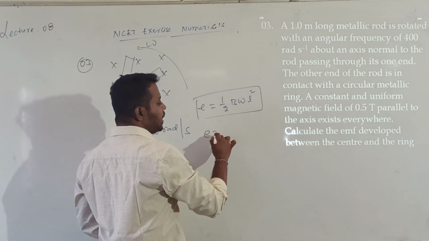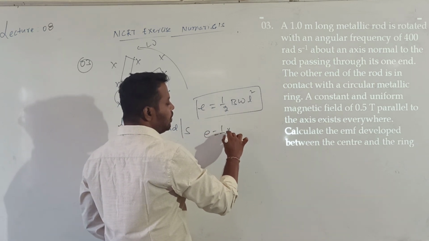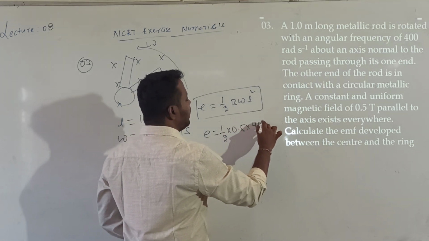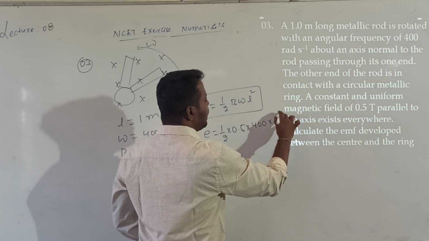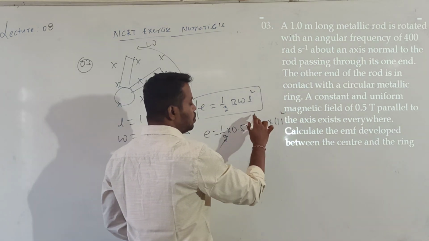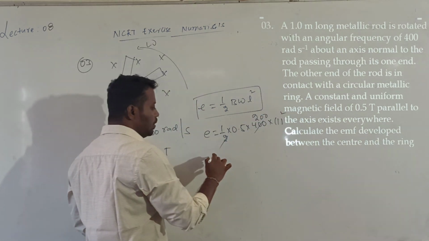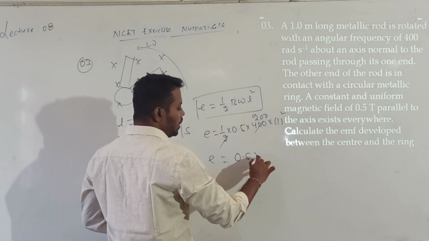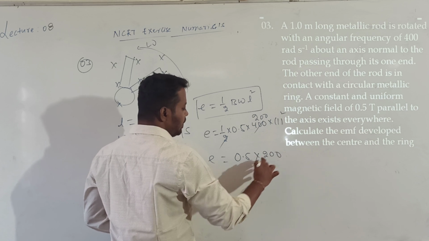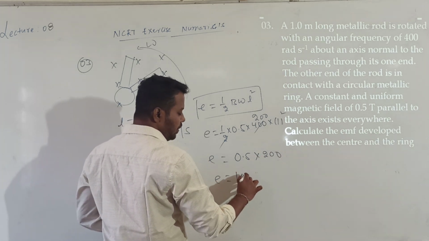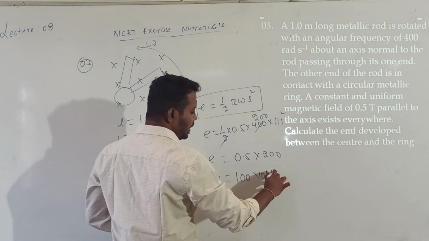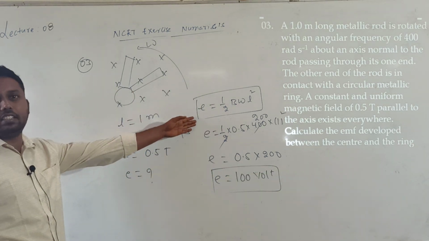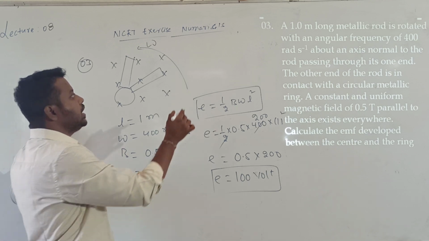Then E equals 1 by 2 into B value 0.5, omega value 400, into L square, where L is 1, so 1 square. So 2 ones are 2, and 0.5 into 400 is 200. So here E will be equal to 0.5 into 200, so we will get E as 100 volt. Are you getting it? Suppose if you don't know this derivation, you can use another method.